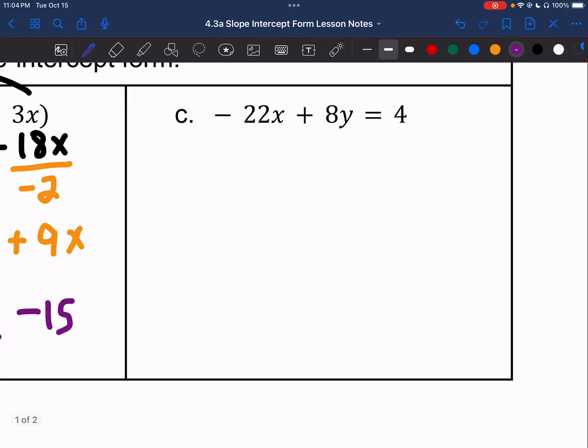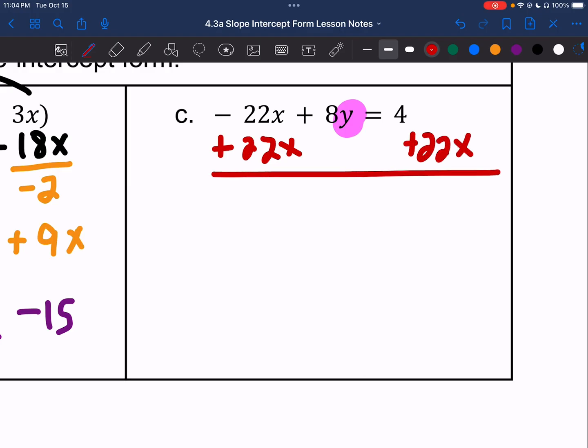All right, letter C. Our first step is we want to get y by itself. We're still trying to isolate that right there. So my first step, I'm going to add 22x to both sides. And I'm going to get that 8y is equal to 22x plus 4.